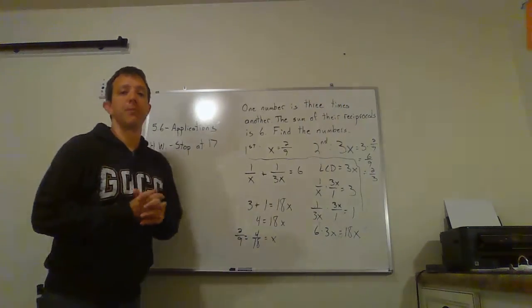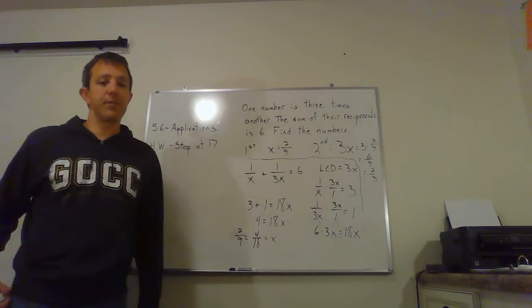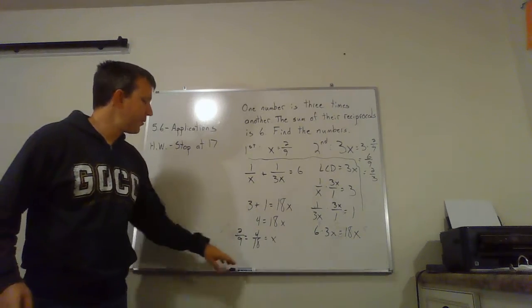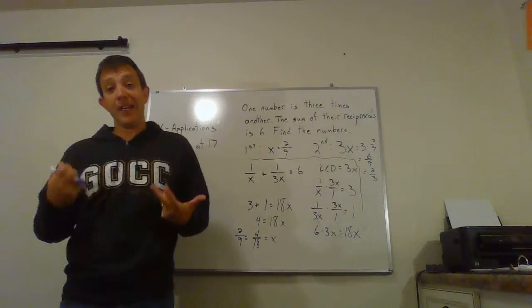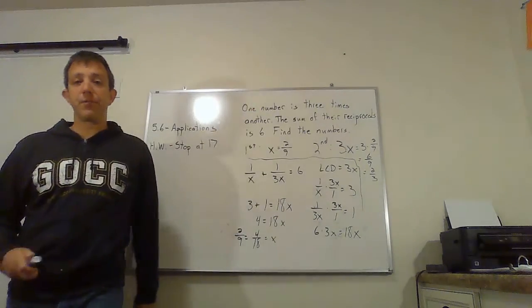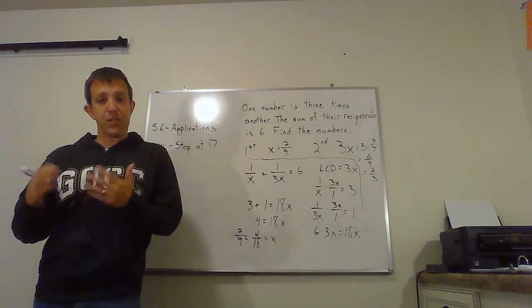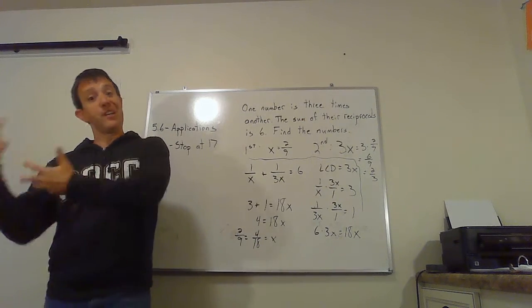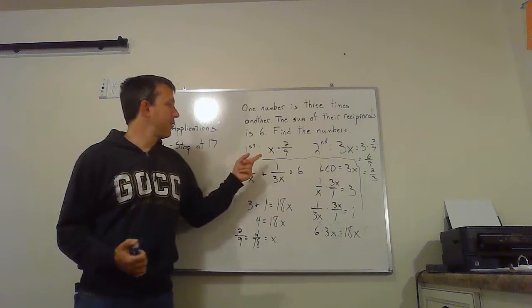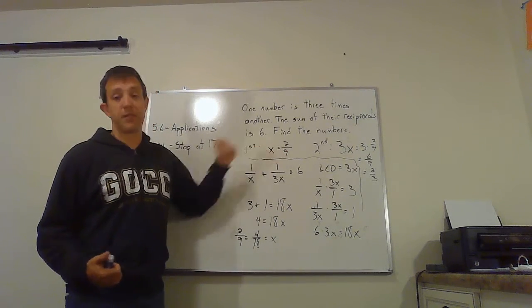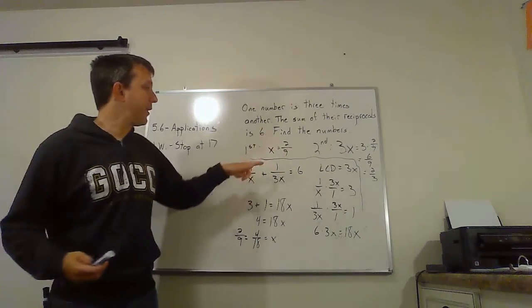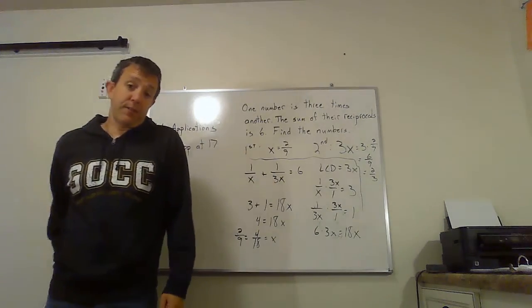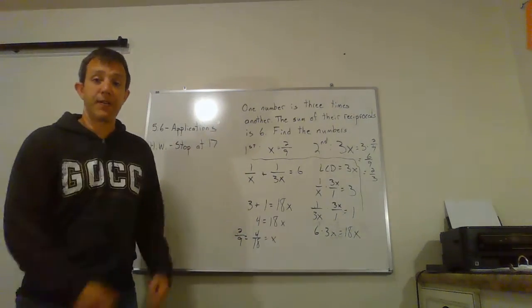All right, let's jump into the problem. Here's my first one. One number is 3 times another. The sum of their reciprocals is 6. Find the numbers. So I'm looking at this, and I see two parts here. This first sentence, one number is 3 times another, gives a relationship between the two things I'm trying to find. I'm trying to find one number, and I'm trying to find another number. But I know that one is 3 times another. So I'm calling the first one x, which means that the second number has to be 3x. That's what it means to be 3 times another, x and 3x.